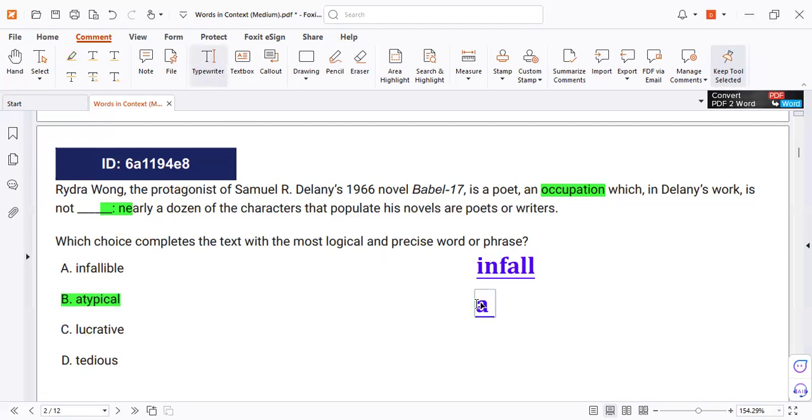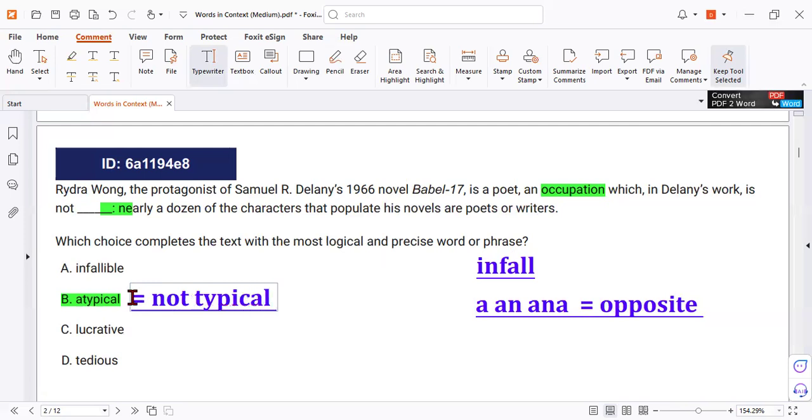But I told you a and an mean against or opposite. Yes or no? Yes. So when I say atypical, it means not typical. Not typical means it's not popular. It's not common. It's not a simple occupation. It's not common. Why? Because it's about writers, and he said he's a character that populates his novels. This occupation is not common. It's not ordinary or normal. It needs skills.